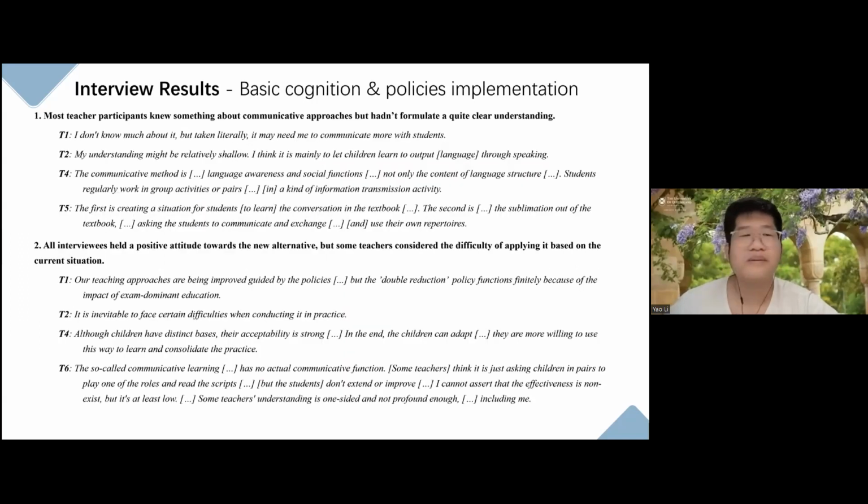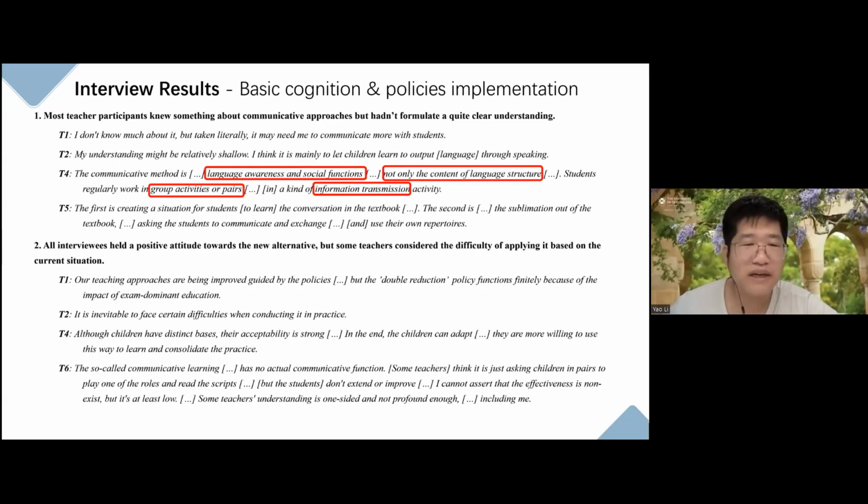Okay, and then after talking about this basic survey information, I'm going to introduce the results of the interviews. As I mentioned, there are 4 categories of codes. Let's start with the first one, which is the basic cognition. You can see here that for the basic cognition, most teachers already knew something about those new communicative approaches, like the red circles here: English learning is about language awareness or social functions, not just focusing on structures and linguistics, and group or pair work should be used, and the meaning conveyance between the students during the tasks is very important.